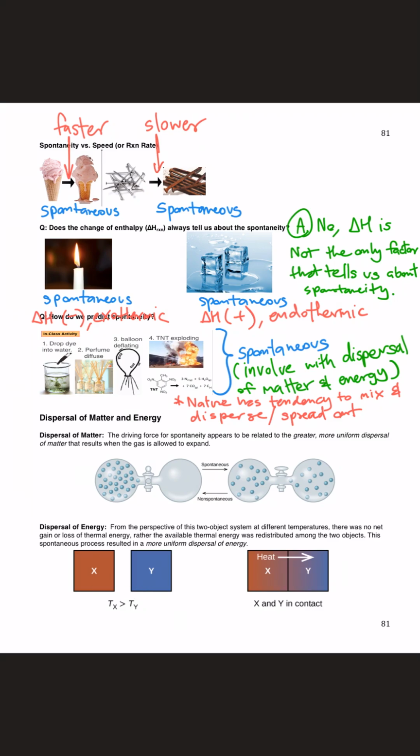And the take-home message for this chapter section is that, 1. Spontaneous processes happen without ongoing outside intervention. 2. Spontaneity is not related to the speed of the reaction. How fast or how slow the reaction is depends on the activation barrier and has nothing to do with spontaneity. And 3. The dispersal of matter and energy can be used to predict the spontaneity of the process. If the system becomes more dispersed in matter and/or energy, then that process would be a spontaneous process.